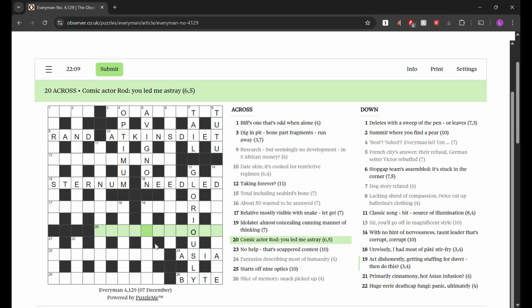20 across. Comic actor Rod, you led me astray. Are we going to be anagramming? I don't know. Maybe we're anagramming actor Rod, you. Maybe comic is the anagram indicator.